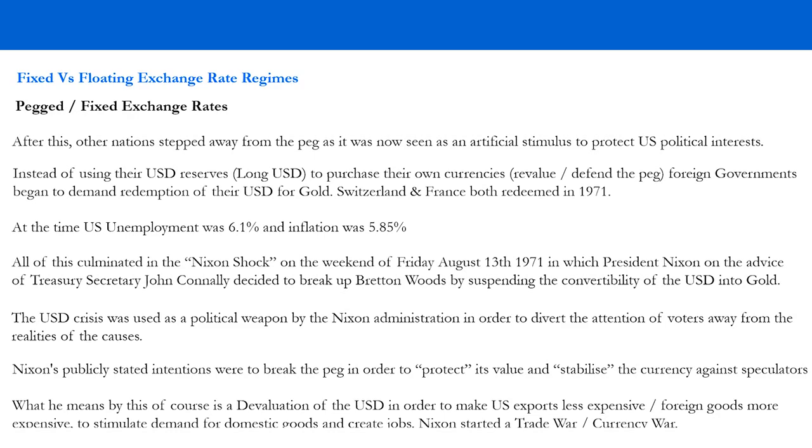So what he means by this, when you watch the speech that Nixon gave, is a devaluation of the US dollar. So in order to make US exports less expensive and foreign goods more expensive, to stimulate the demand for domestic goods and create jobs. Essentially what they did by breaking the Bretton Woods system was to start a trade war or currency war.